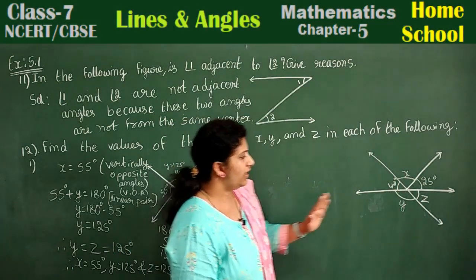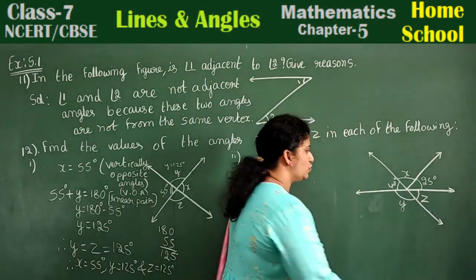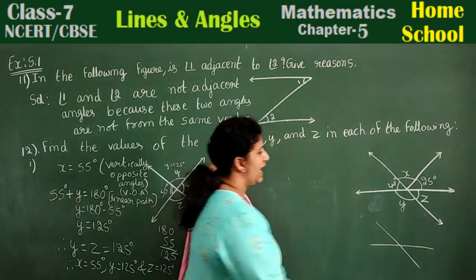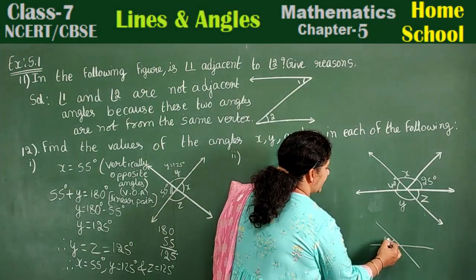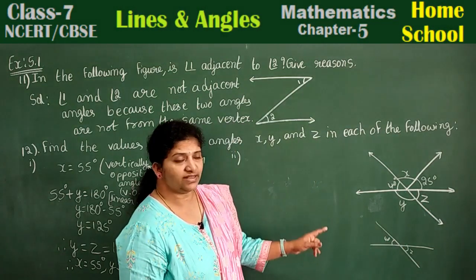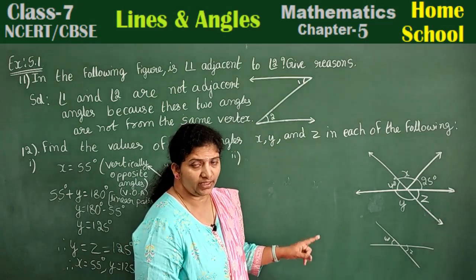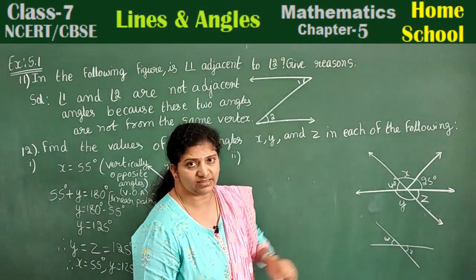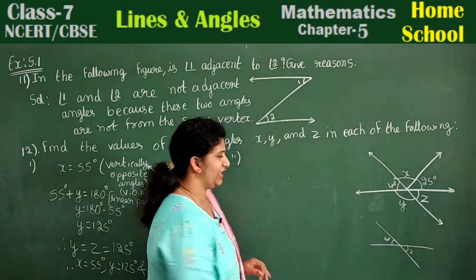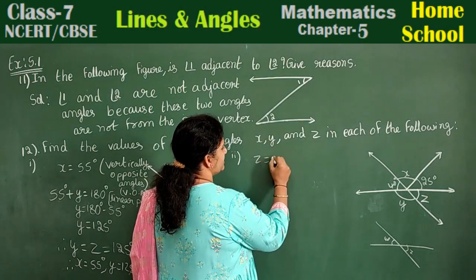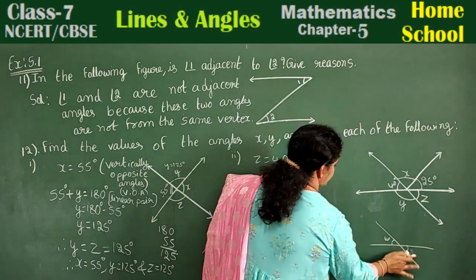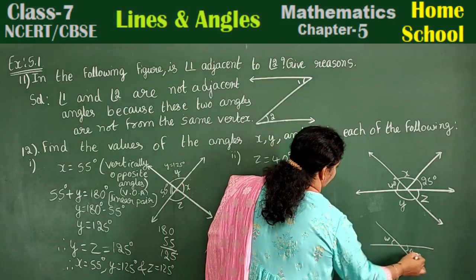Now, if I consider these two lines, observe only these two lines, children. I can see here this is 40 degree and this is z. When two lines are intersecting at a point, then their vertically opposite angles are equal. Now what is z value? 40 degree. I will write here z is equal to 40 degree. Now this z is equal to 40 degree.